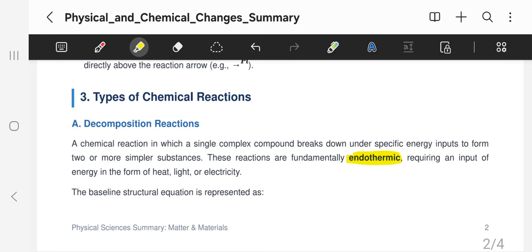Okay, now the example of how a decomposition reaction works, because remember, the keyword here is that we have a single complex compound in this type of reaction, right? And it breaks down into what? Into two or more simpler substances. So this means that decomposition reactions will have one substance, and that substance will be broken down into two or more substances. Are we clear on that? And it has to be a complex compound, guys, that will be broken into two or more simpler substances. I hope you understand that.